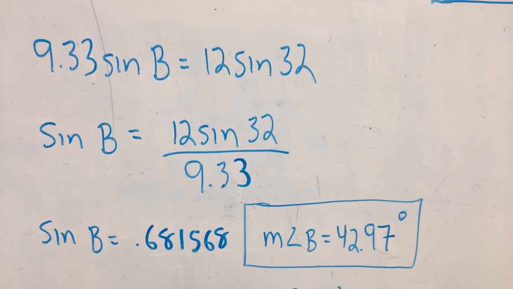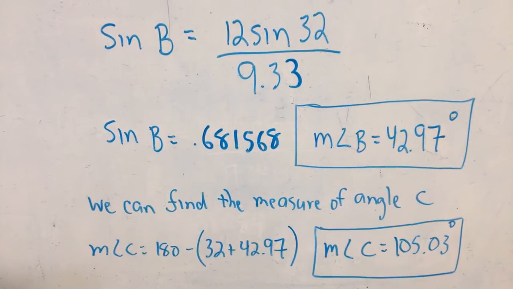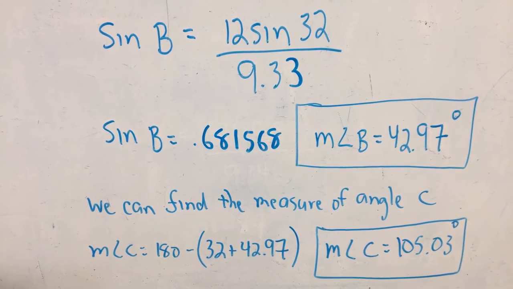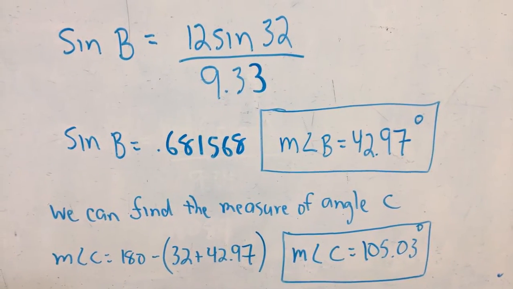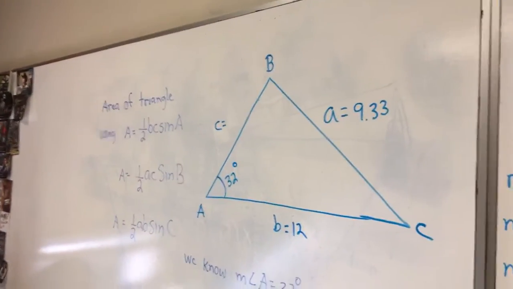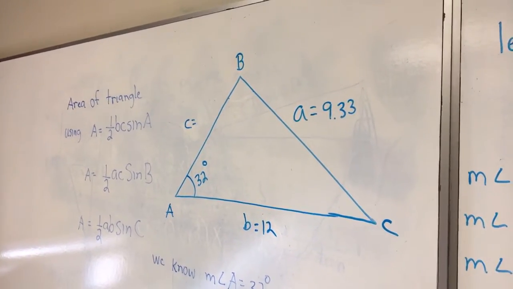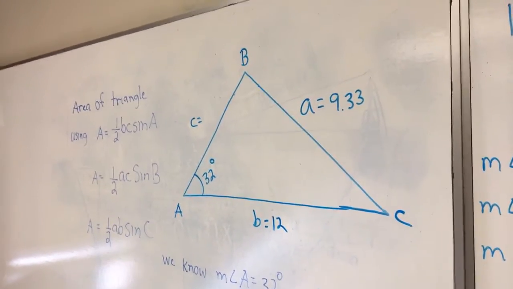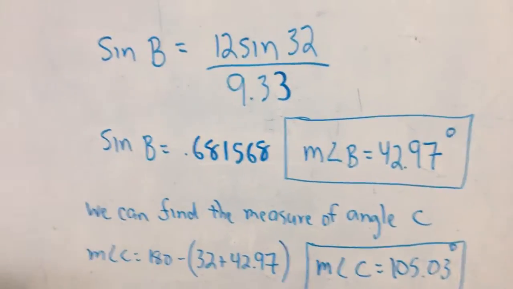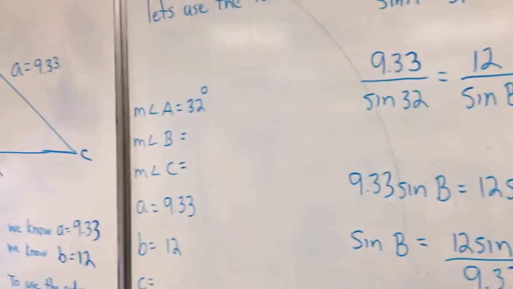So now that I know the measure of angle B, I can definitely find the measure of angle C, because I know the interior angles of a triangle add up to 180 degrees. So 180 minus the 32 plus the 42.97, and the measure of angle C is 105.03 degrees. And look at that. Who was the jerk who did not even attempt to draw that triangle to scale? Well, that would be me, folks. So don't be surprised. All right, so now I know the measure of all 3 of my angles. So I could write that in, and we will here in a minute.